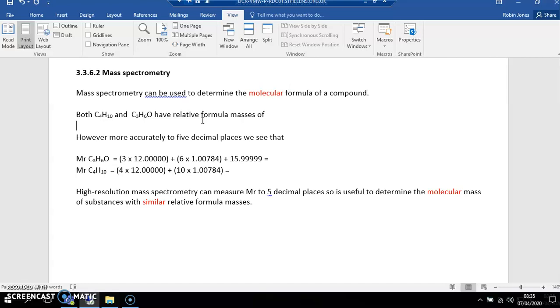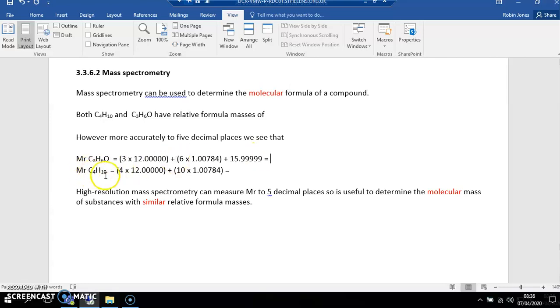So now if we look at moving from a low resolution mass spectrometer to a high resolution mass spectrometer, a very expensive one will measure to 5 decimal places, now things change, because a carbon is still 12.00000, but a hydrogen actually isn't 1, it's 1.00784, and an oxygen isn't 16, it's 15.99999. Will you tell me what the relative formula mass of C3H6O is to 5 decimal places?